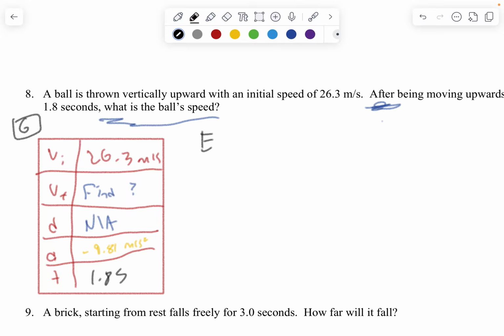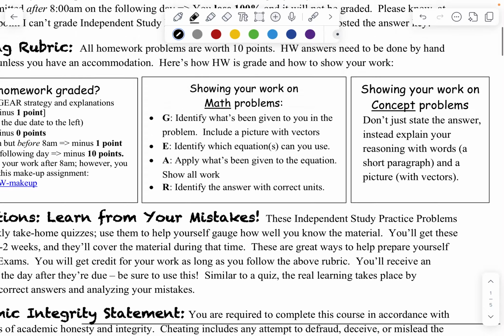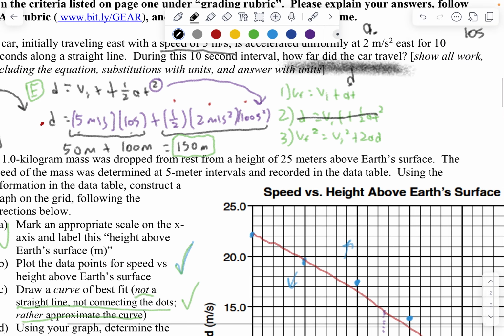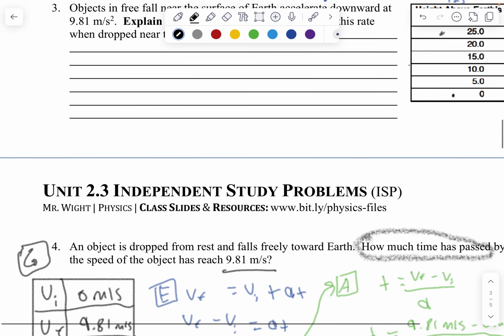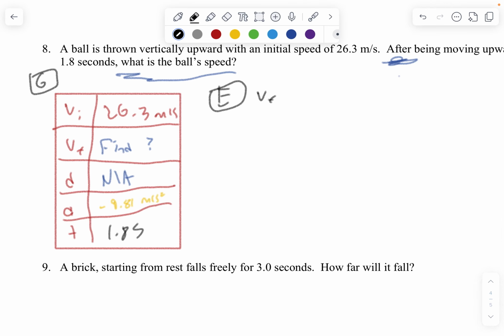For our equation, we don't know anything about displacement, and which equation does not have displacement? This is displacement. We will not use it. This is displacement. We will not use it. And so we'll use this one. Final velocity equals the initial velocity plus acceleration times time.